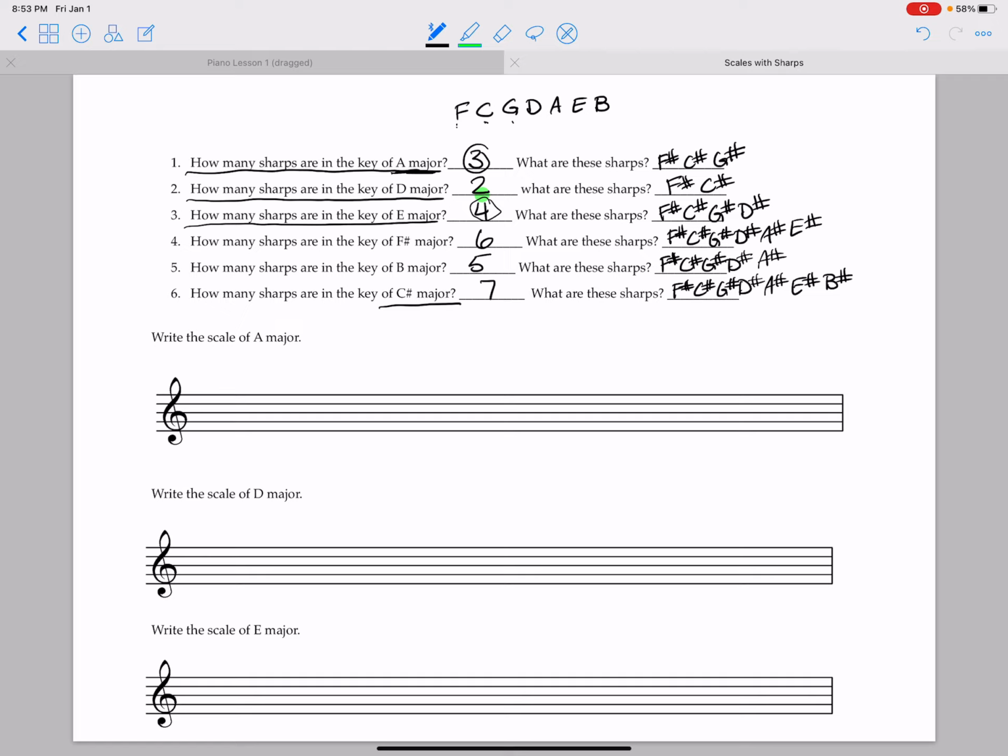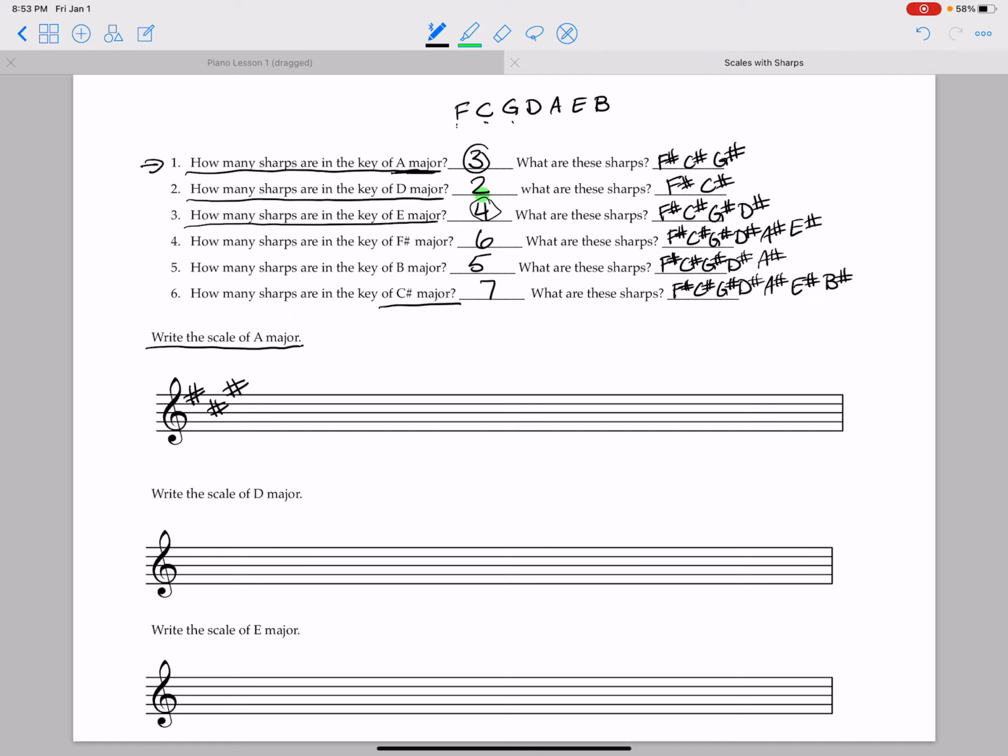For this next part, we're going to practice putting the sharps on the staff and the notes. So our first question is about A major. Now, if we look back at our first question here, we've already done part of the work. We know that there are 3 sharps, and the sharps are F sharp, C sharp, and G sharp. First thing you want to do is to put in your key signature. So we have your F sharp, C sharp, and G sharp.